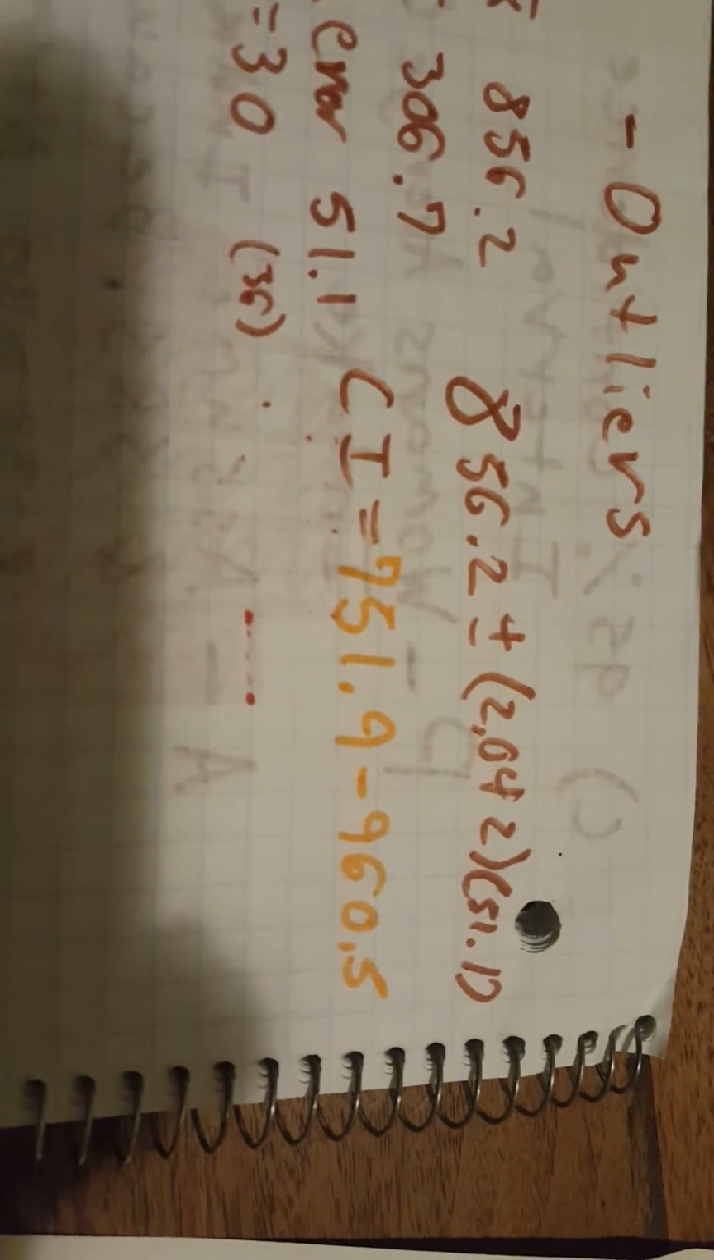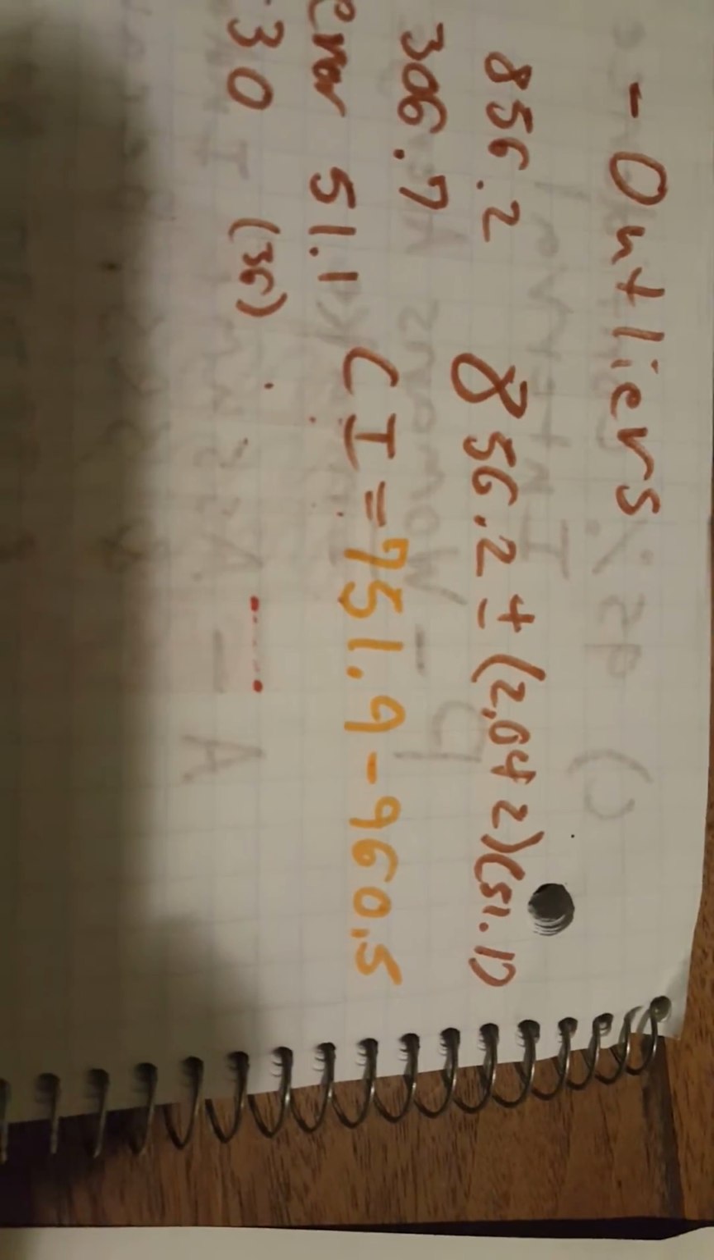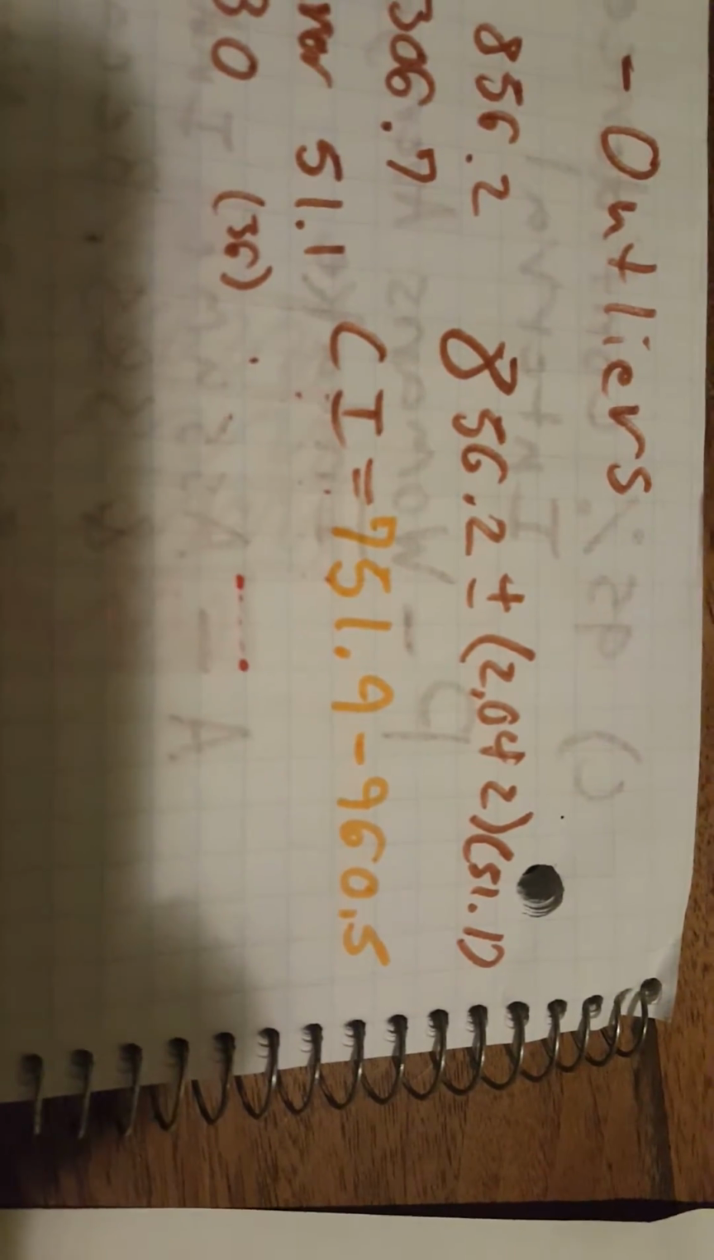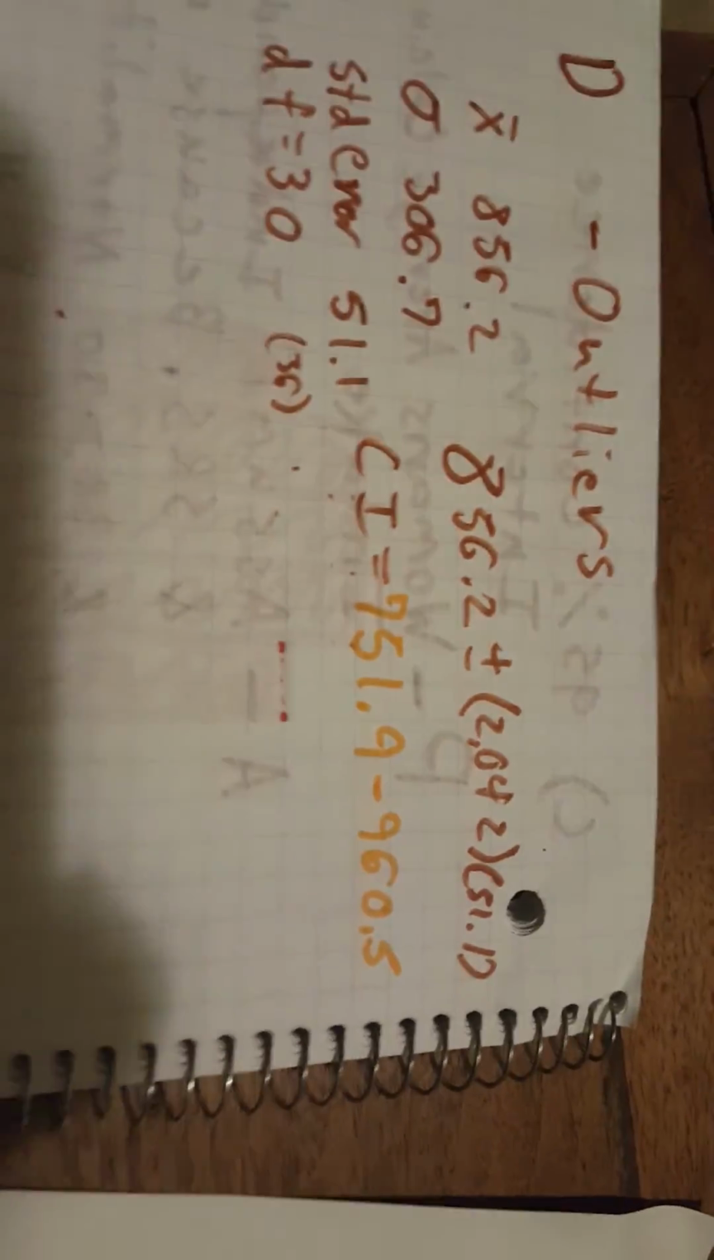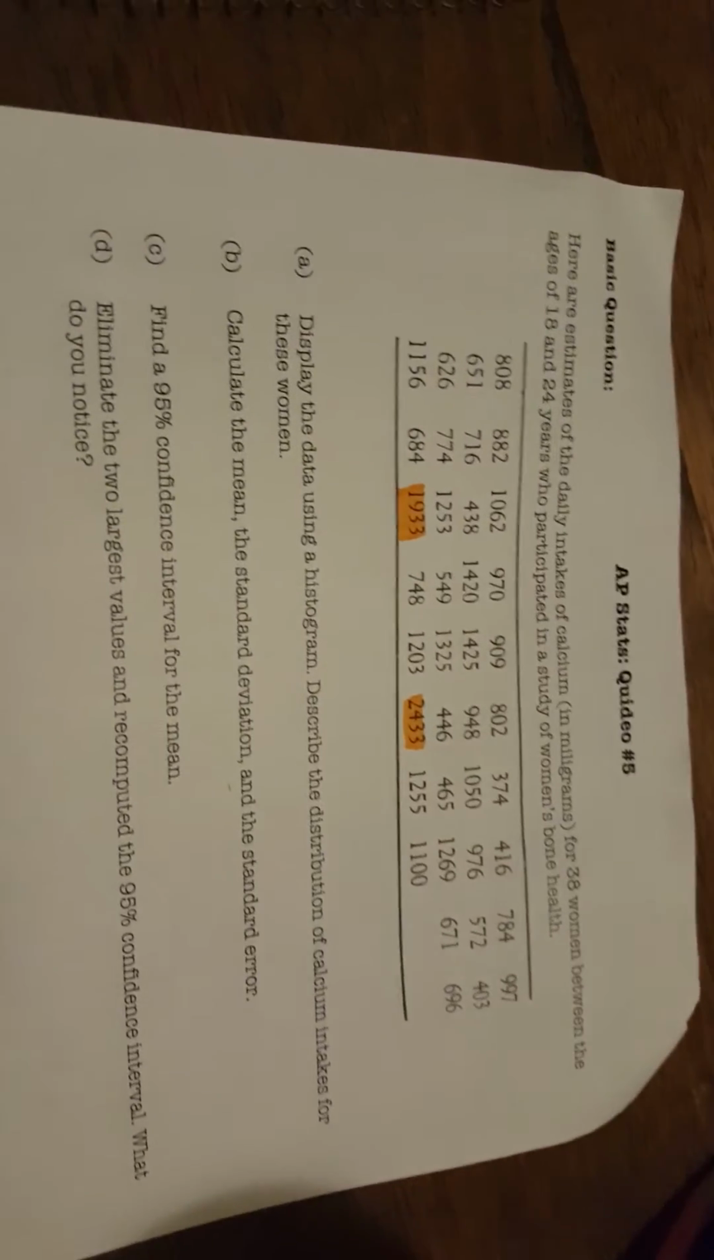Degrees of freedom of 30. Now we're just going to re-plug in our confidence interval formula, and we will have 856.2 plus or minus 2.042 times 51.1. And that's going to give us a confidence interval of 751.9 to 960.5. And that is the end of the basic question.